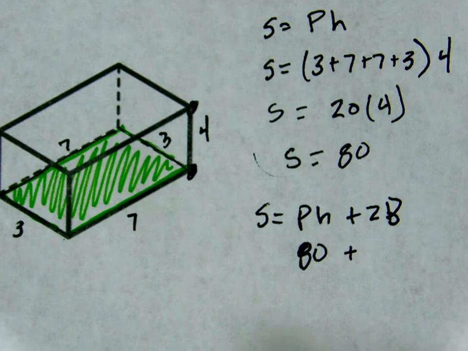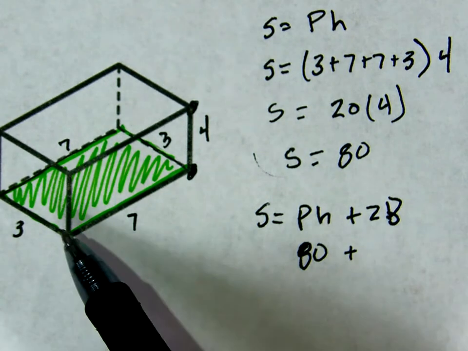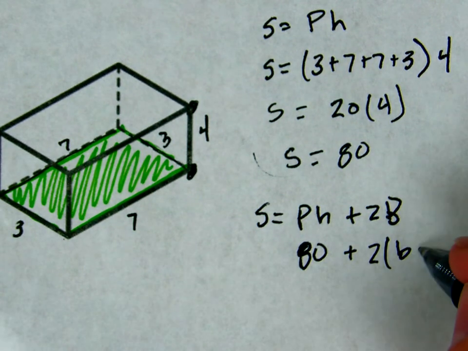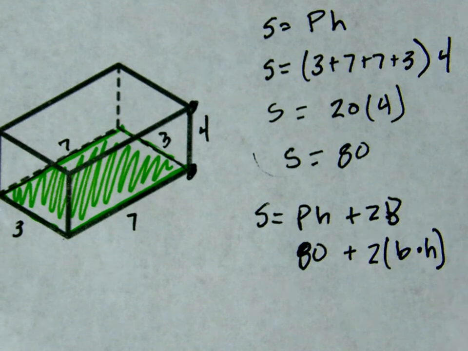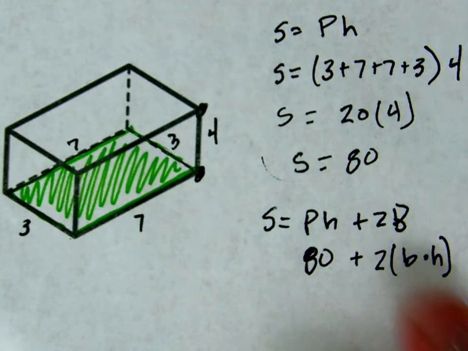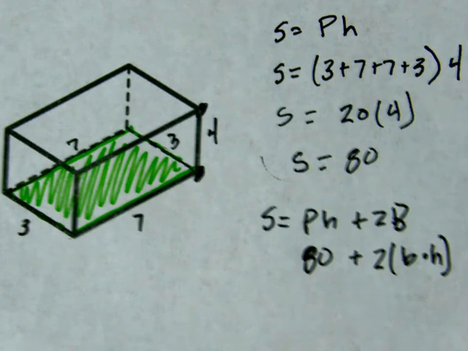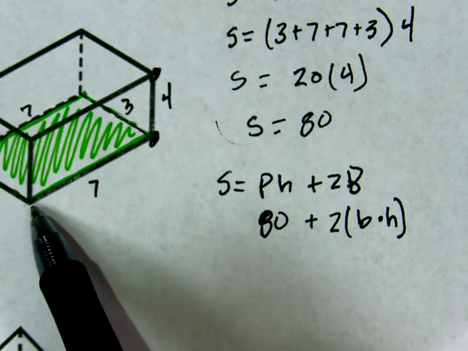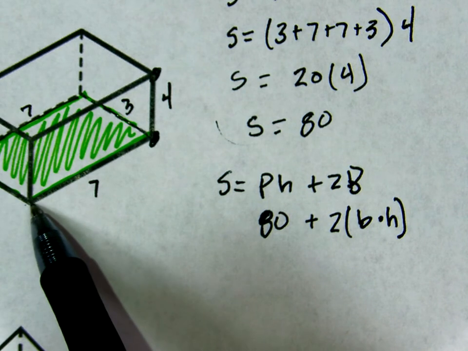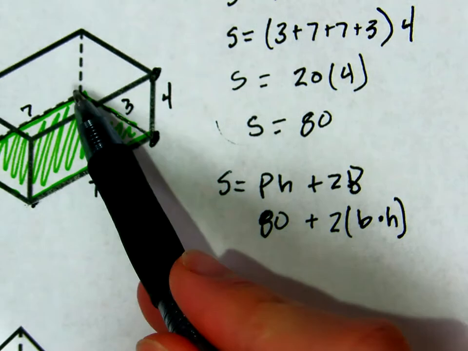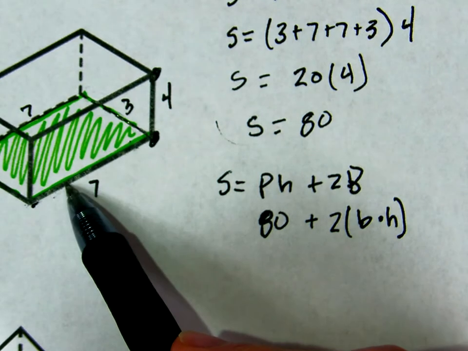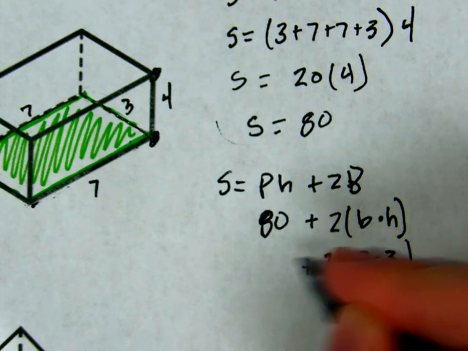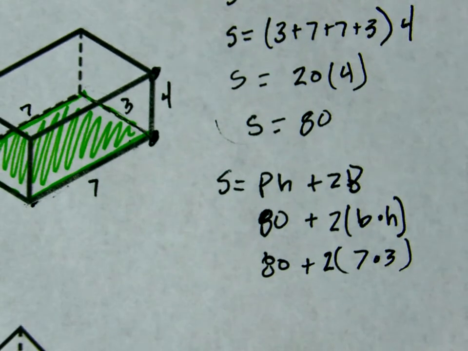So we've got area of a rectangle. How do we find area of a rectangle? Base times height. So I've substituted base times height in for that capital B there. The base and height of this base are 7 and 3. So we'll plug that in. 7, 3, 2, and 80. Drop down everything you hadn't changed.